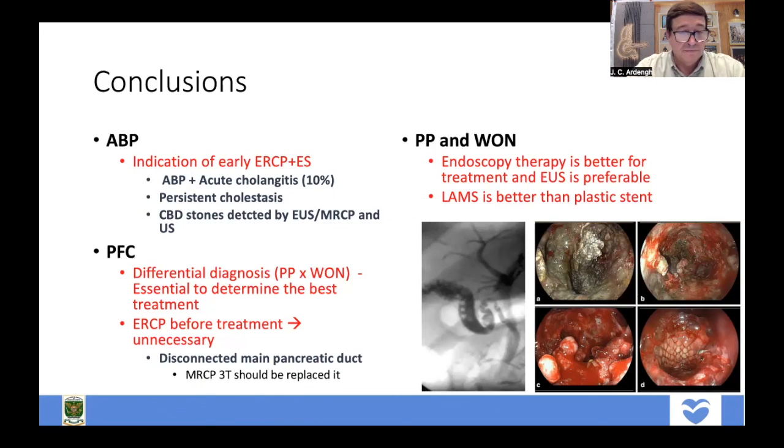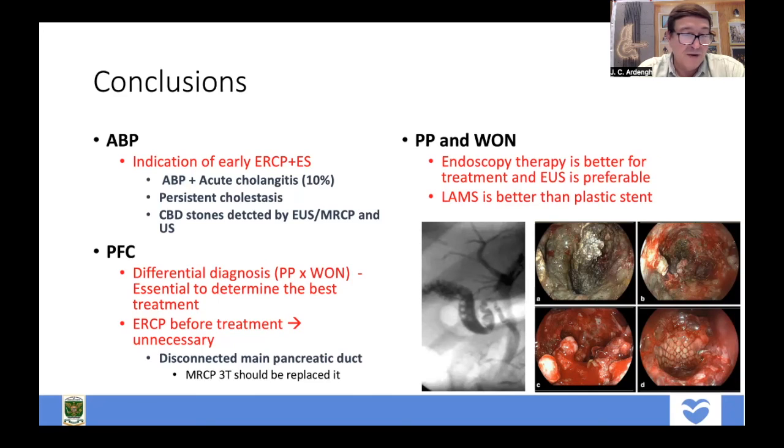In conclusion, in acute biliary pancreatitis, early ERCP plus endoscopic sphincterotomy only in patients with cholangitis, persistent cholestasis, or common bile duct stones detected by EUS and MRCP. The differential diagnosis between pancreatic pseudocyst and walled-off necrosis is important and essential because the therapeutic approach is quite different.